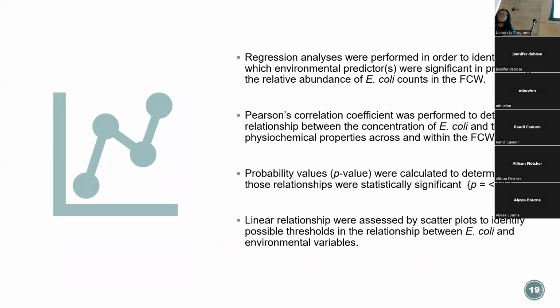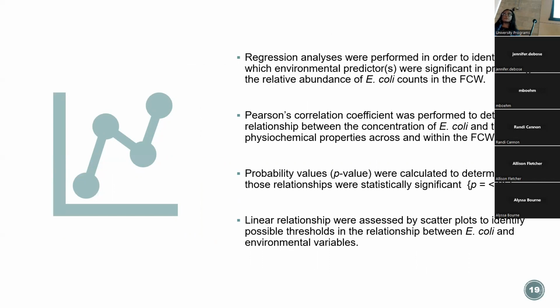And so regression analysis was performed in order to identify which environmental parameters or predictors were significant in predicting the relative abundance of E. coli counts within the Flint Creek watershed. Pearson's correlation coefficient was performed to determine the relationship between the concentration of E. coli and the physiochemical properties across and within the Flint Creek watershed.